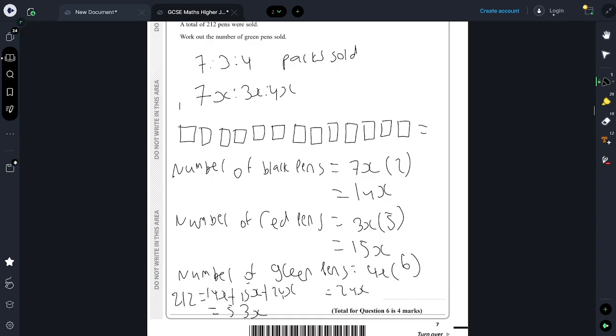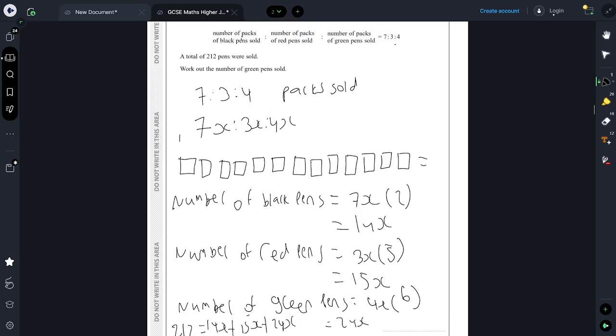Is that right? Should be. So then if you want to solve for x, x is going to be 212 over 53. Well, this is going to have to be a whole number, so 53 is going to have to go into 212. 1, 2, which it does, because it's 4. Yes, 4 exactly.